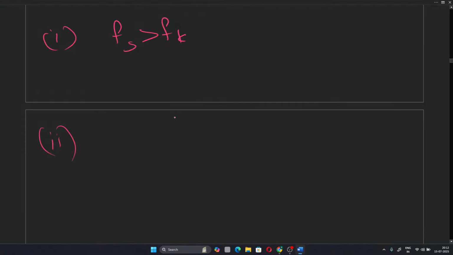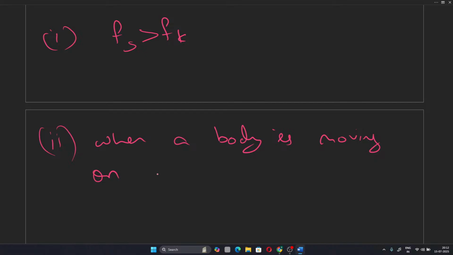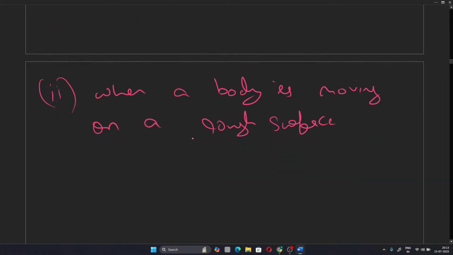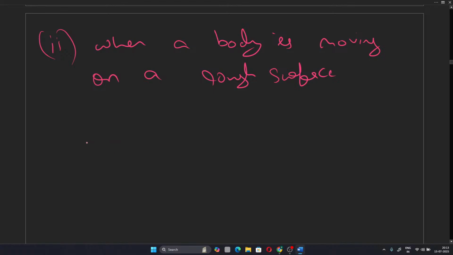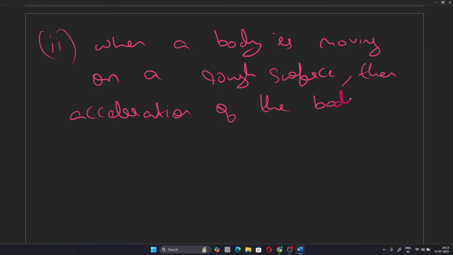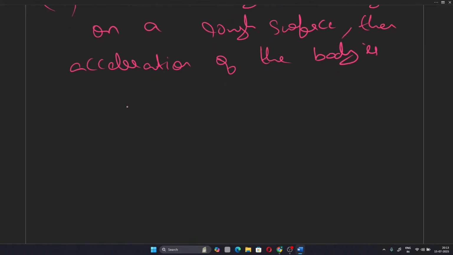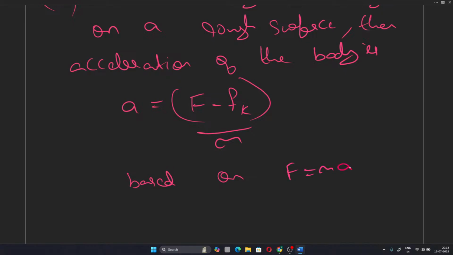And when a body is moving on a rough surface, meaning friction is involved, it has started moving and is already moving, then the acceleration of the body is (F minus Fk) by m, based on force equals mass into acceleration.